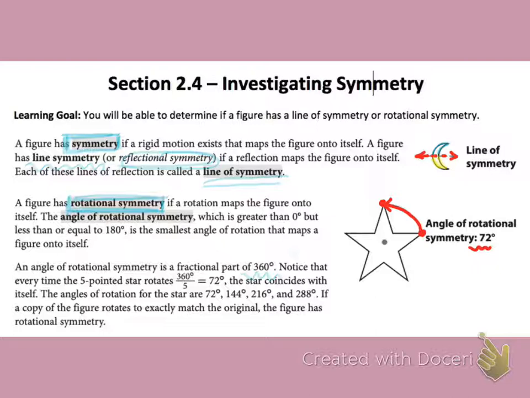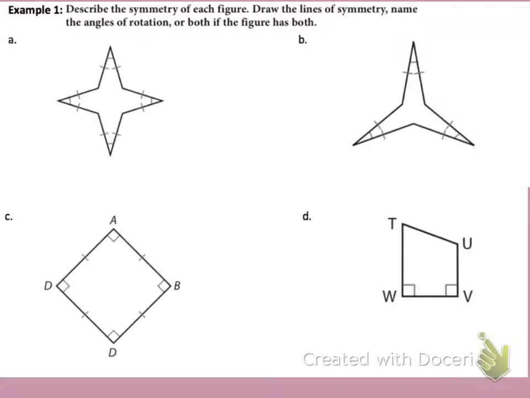Now we're going to take a look at identifying symmetry in some figures. Our directions in the example say to describe the symmetry of each figure. Draw the lines of symmetry, name the angles of rotation, or both if the figure has both. If it has reflecting lines, we're going to draw them all in. Then we'll list how many there are.